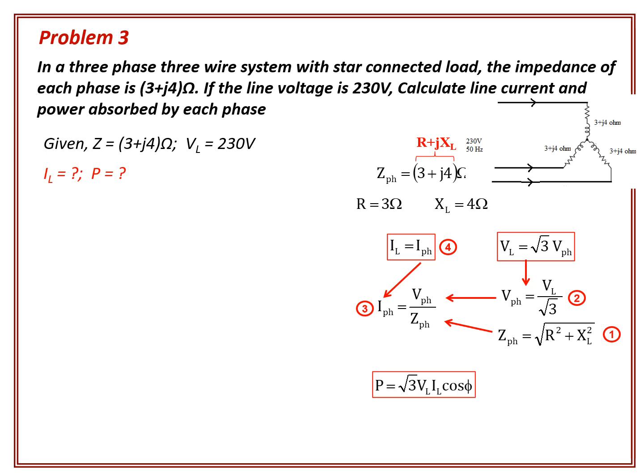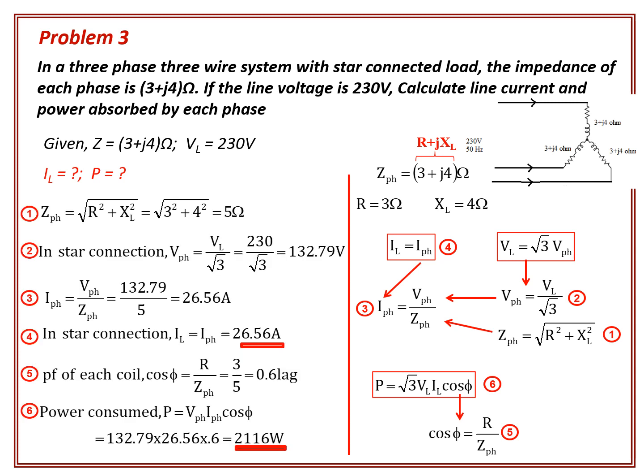Calculating power, use the equation P is equal to root 3 VL IL cos phi. VL is given in the question. IL we can find using the equation IL equal to I phase mentioned in step number 4. Cos phi can be found using the equation R by Z phase. For calculating power, first find cos phi and then find power.